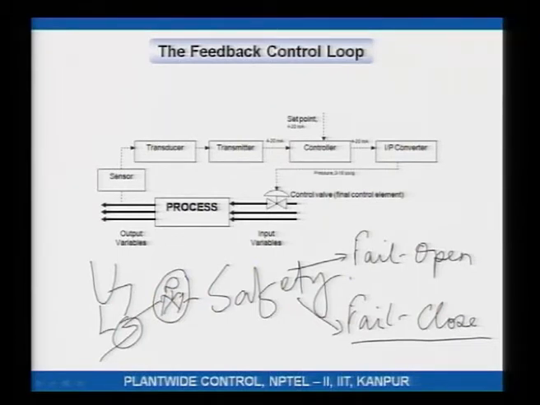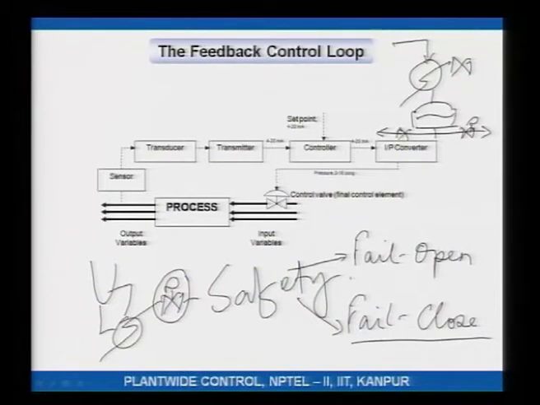Okay. If you take the condenser of the column, you got a condenser in the column which is taking hot vapors, condensing it, putting it into a reflux drum, and some of it is given back to the column, the other is taken out as distillate. If you take a condenser to the column, this cooling water valve, what should it be? Fail open or fail close?